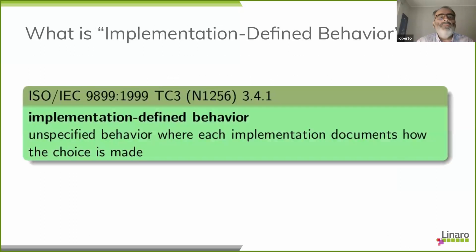Another class of not completely defined behavior is called implementation defined behavior. It's like unspecified behavior, but this time the implementation has to document how the choice is made, and so the implementation has to be consistent with the choice being made. There are many implementation-defined behaviors. In C11 and C18, there are 119 of those, and some of them are known to everybody. Everybody knows that there are C implementations where int is 16 bits, and there are other implementations where int is 32 bits. So this is one of the implementation-defined behaviors.